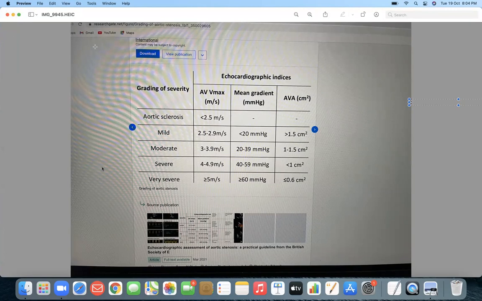And the gradients here: we will start with less than 20 as mild, moderate is 20 to 40, severe is 40 to 60, and more than 60 is severe. Even if the child is asymptomatic, with more than 60 you will intervene. If symptomatic, even if less than 60, you have to intervene. That's all we have to remember.